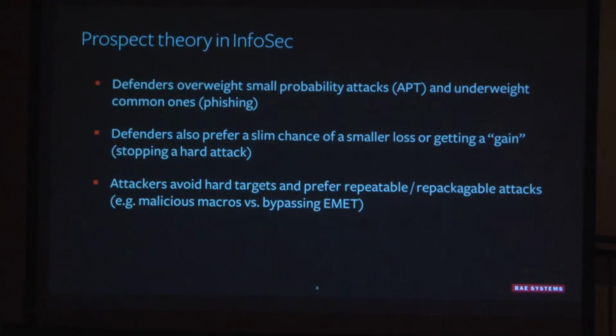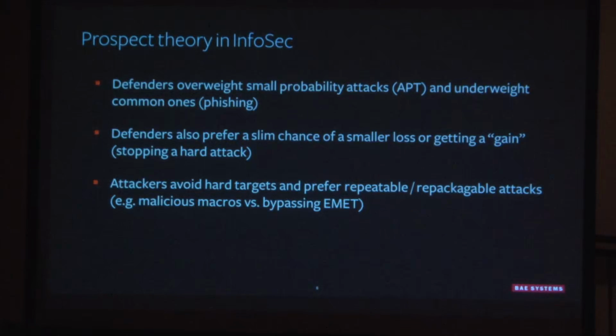So my theory is that defenders overweight small probability attacks like the advanced or APT attacks and underweight common ones like phishing. I think everybody here knows phishing is still absolutely a scourge of enterprise information security, and people don't really focus on that as much.